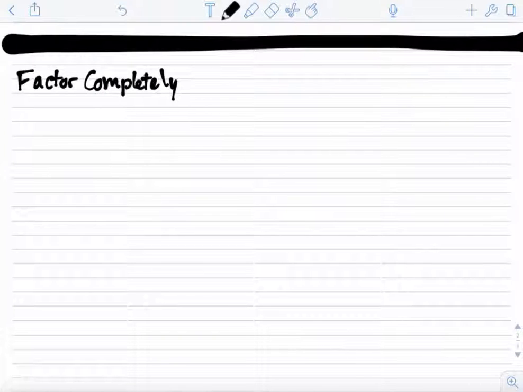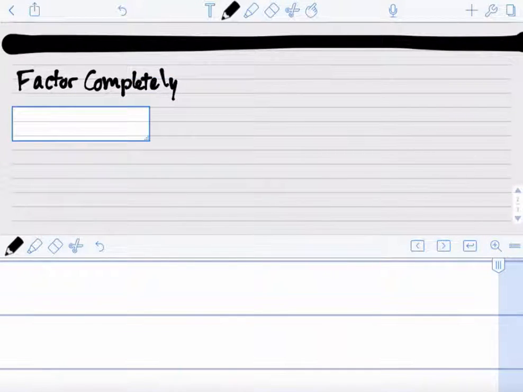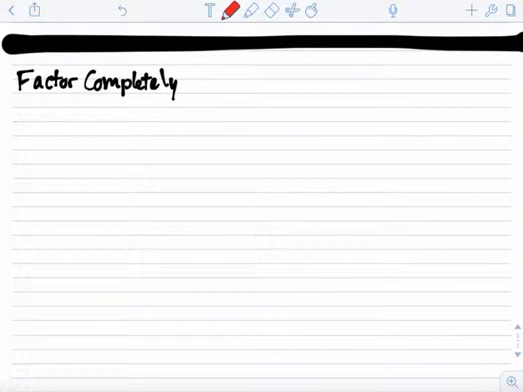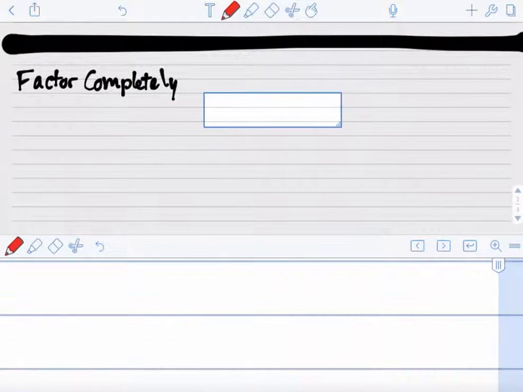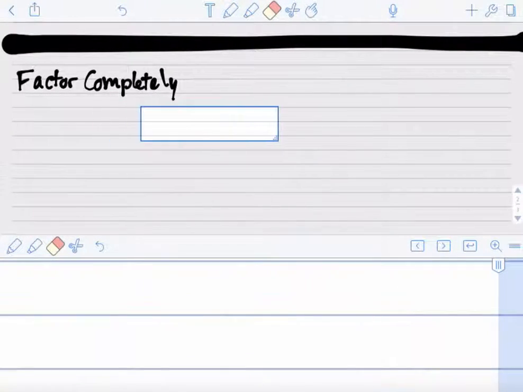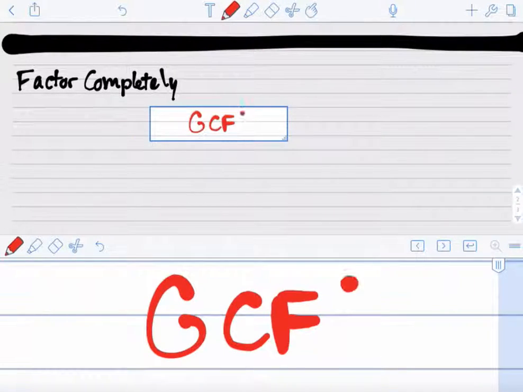Okay, the second part of Chapter 5, Section 4 is to factor completely. So we have some general guidelines to factor completely. I think I prefer a flow chart with this. What we want to do is start with, is there a GCF? That's the first thing you do. GCF, just like before. Is there a GCF?